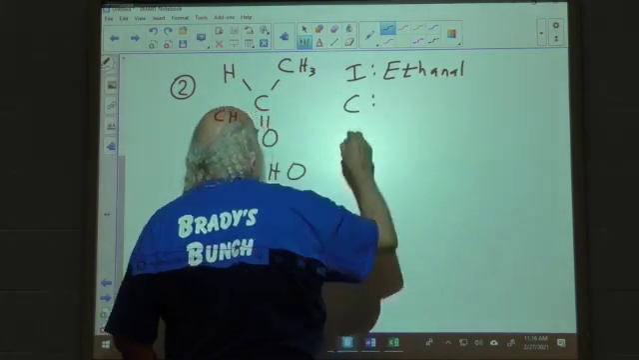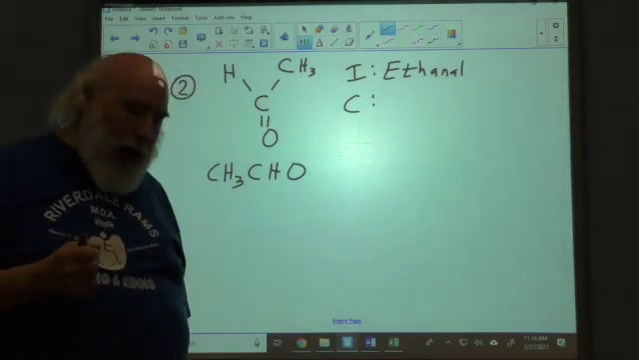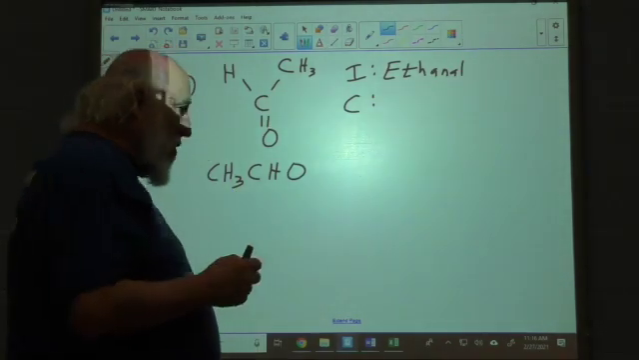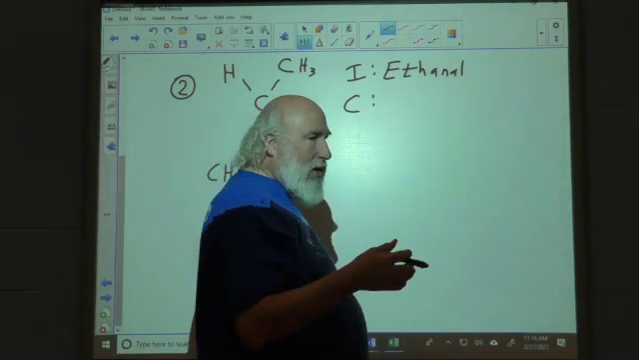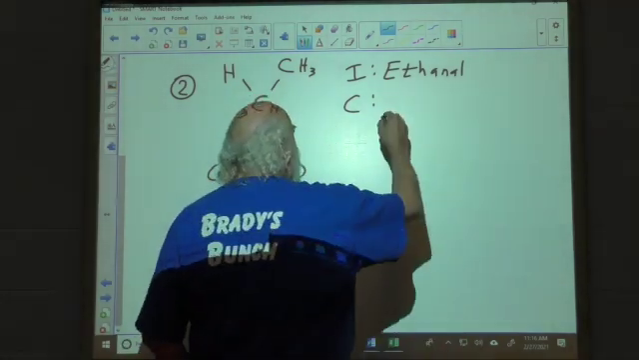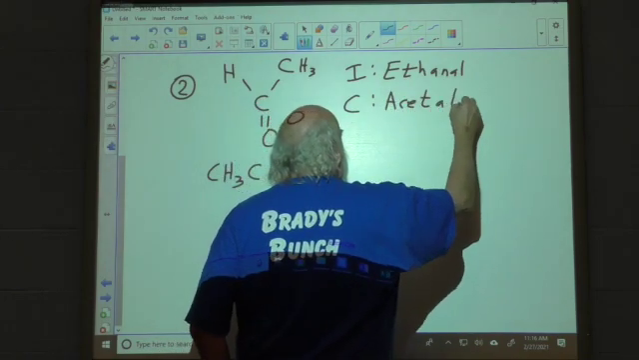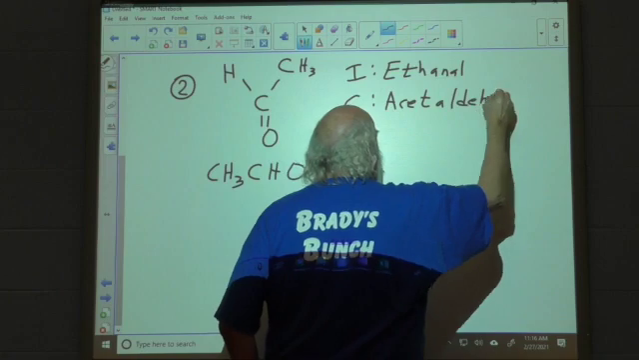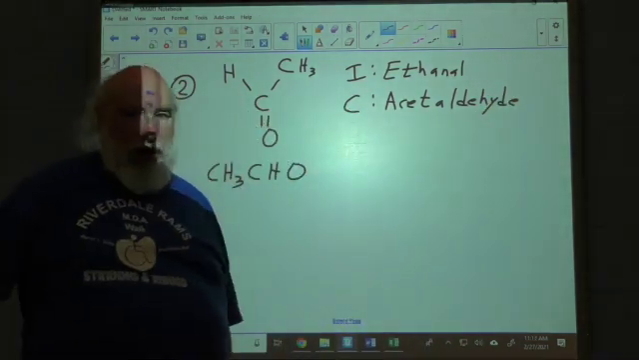And the common name for this, well, remember the common name for two-carbon acid was acetic acid. We drop the ic acid like we did with the formic acid, and then end it with aldehyde. So that's acetaldehyde.